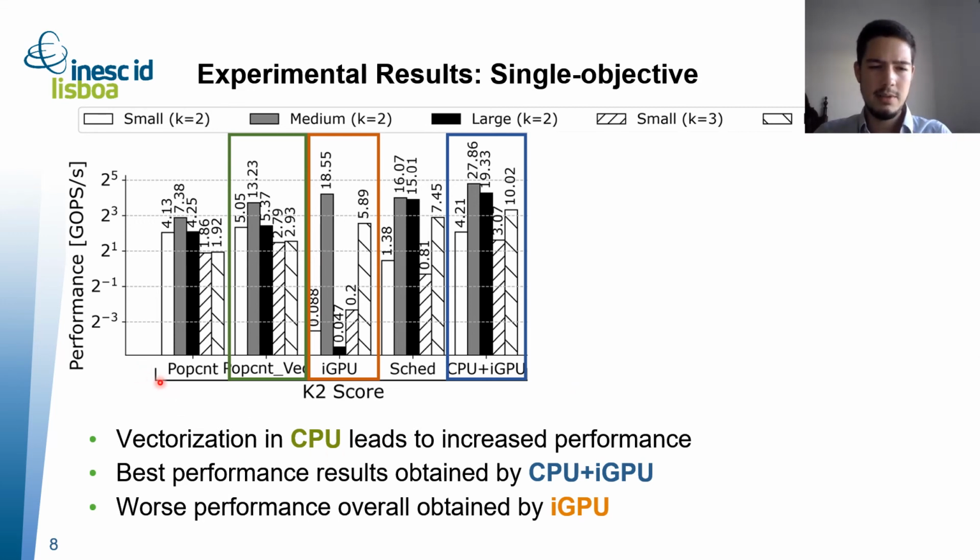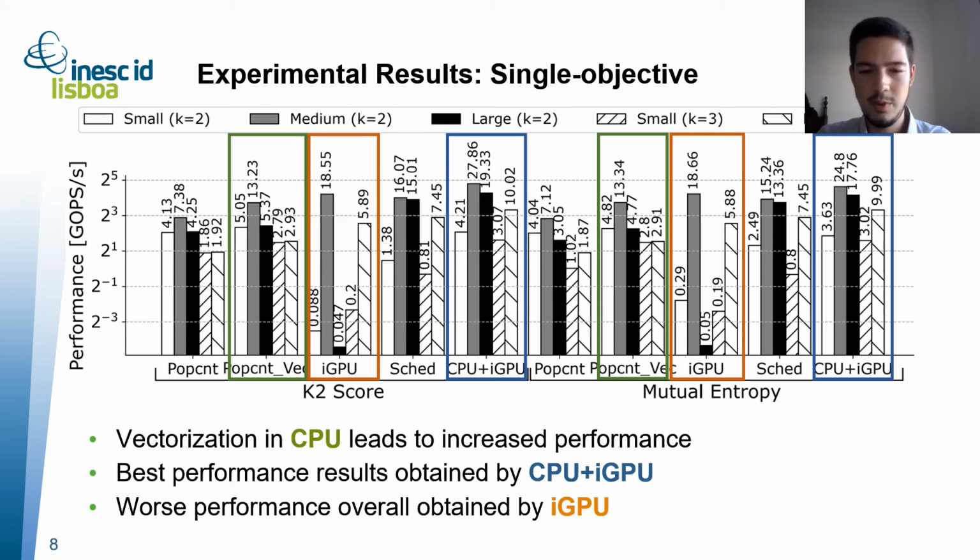These results are obtained using single objective optimization with the K2 score, but when using single objective optimization with the mutual entropy objective function, we obtain very similar results.